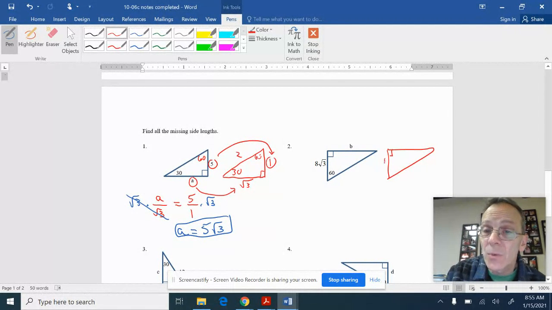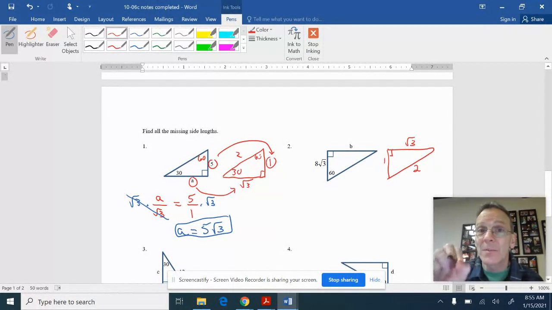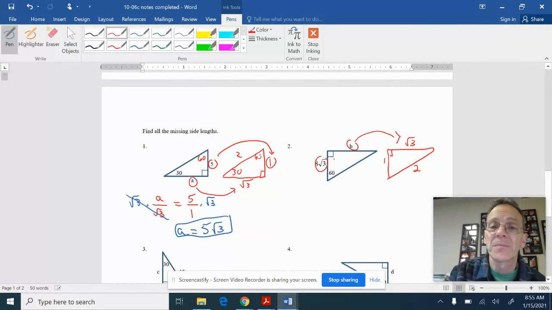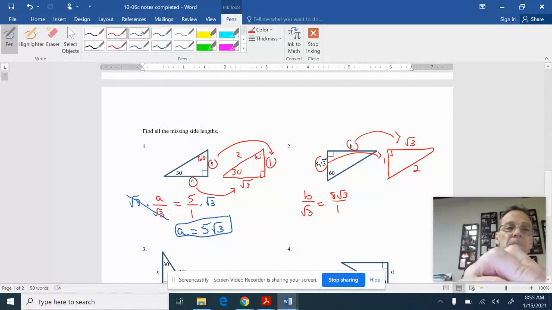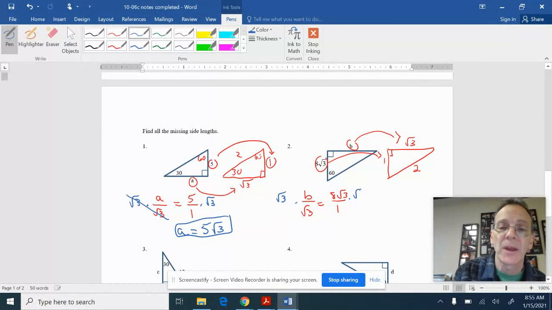Again, the short leg is 1, the hypotenuse is 2, the long leg is radical 3. You have to put these values in the right places. Otherwise, for sure, you're going to get the answer to the question wrong. Okay. Now, here are my correspondences. So I'm going to set up my equation. B over the square root of 3 is equal to 8 radical 3 over 1. Okay. Now, let's solve once again by simply multiplying both sides by a radical 3.